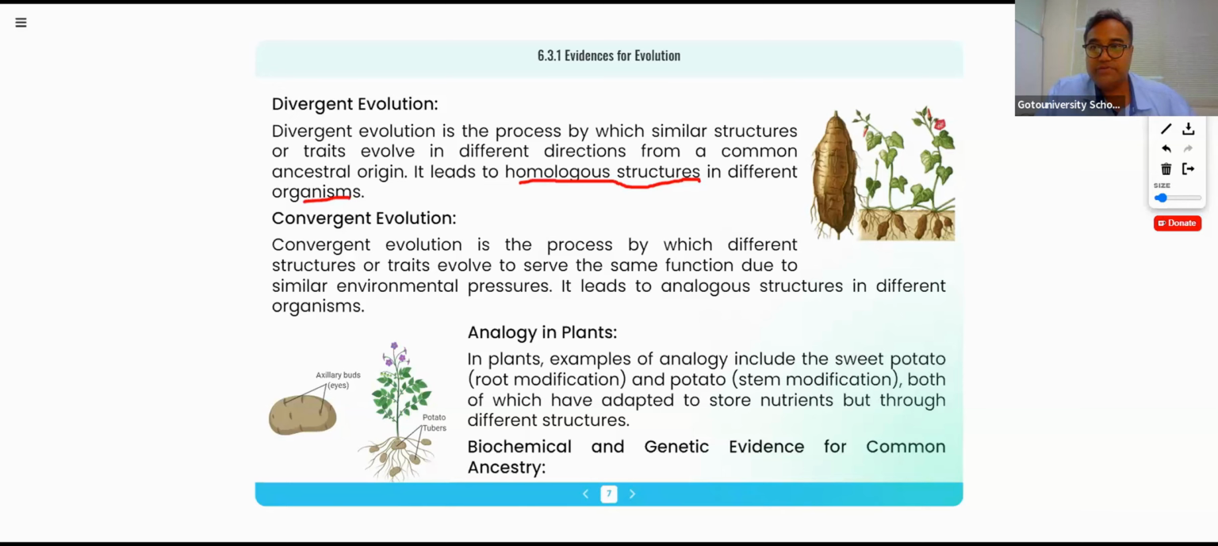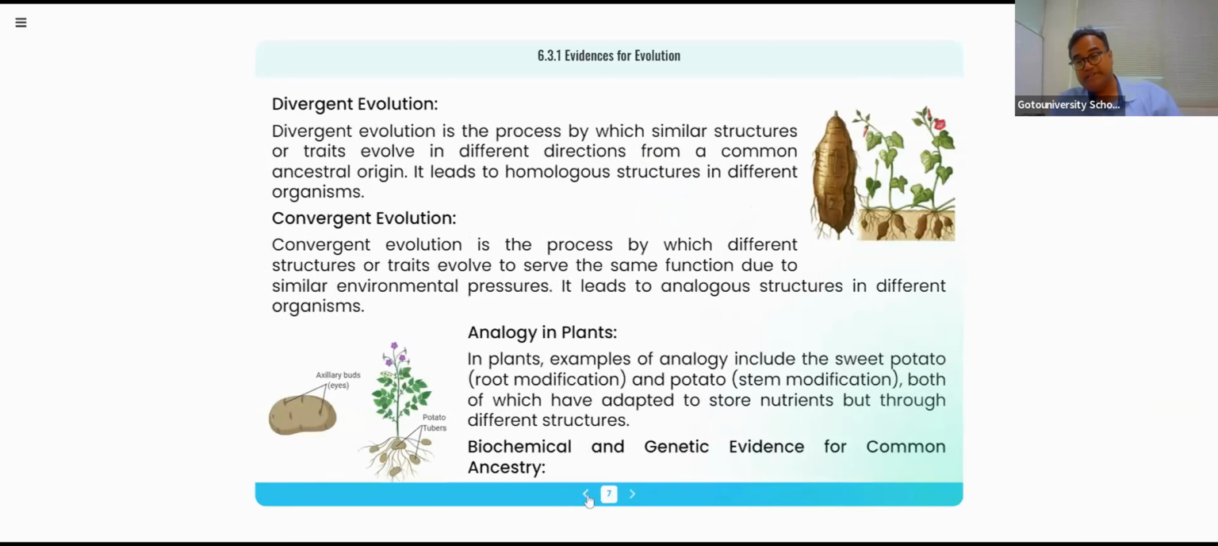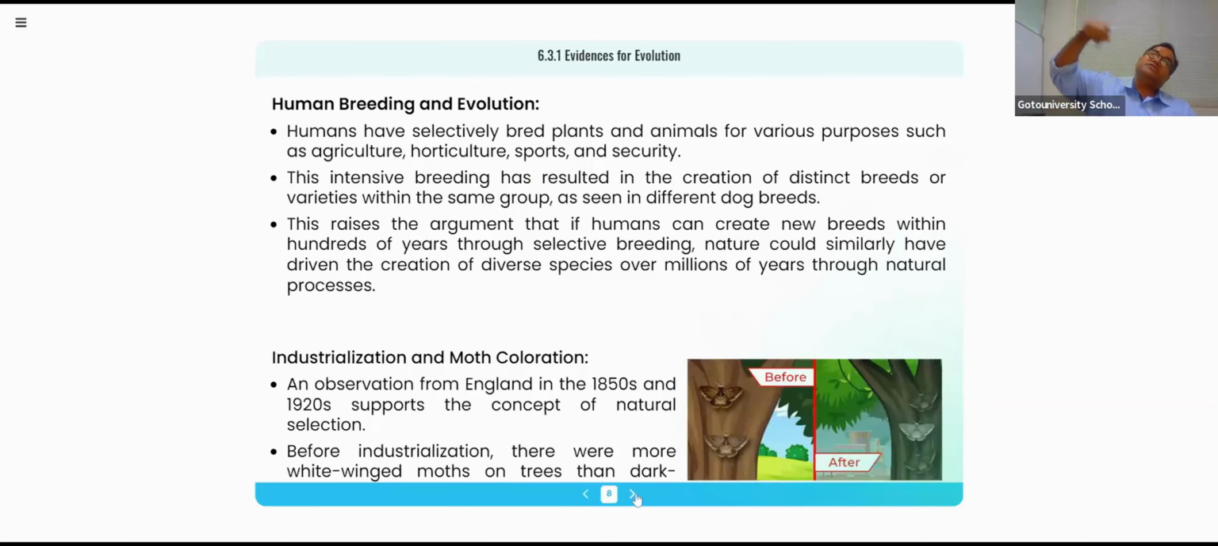Now we are entering into the next important concept, human breeding and evolution. If any one of you has any doubt in the last slide or in the previous class, please put the question in the window. We discussed convergent evolution and divergent evolution with a lot of examples. Now we are entering into human breeding and evolution.